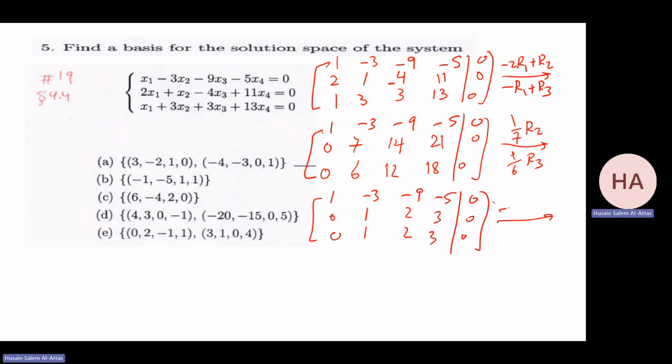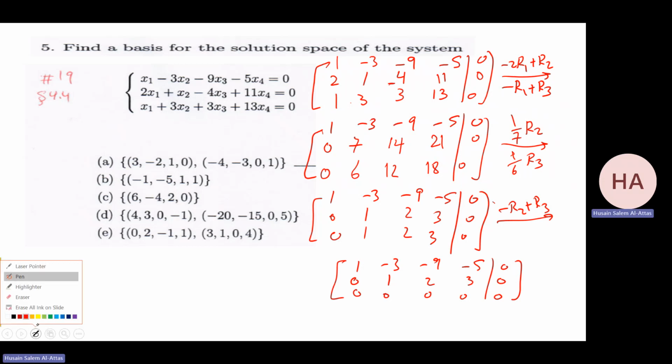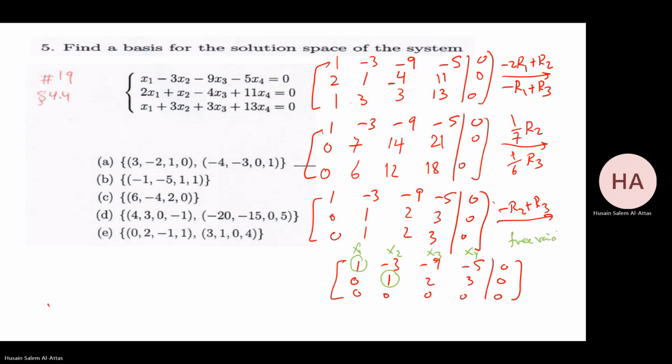So multiply the second row by minus 1 and add to the third row. You get this: 0, 1, 2, 3, 0, 0, 0, 0, 0, 0. So what are the leading and what are the free? These are the leading and these are the free. The most important is the free variables, which are x3, x4. So I let x3 be t, x4 be s.